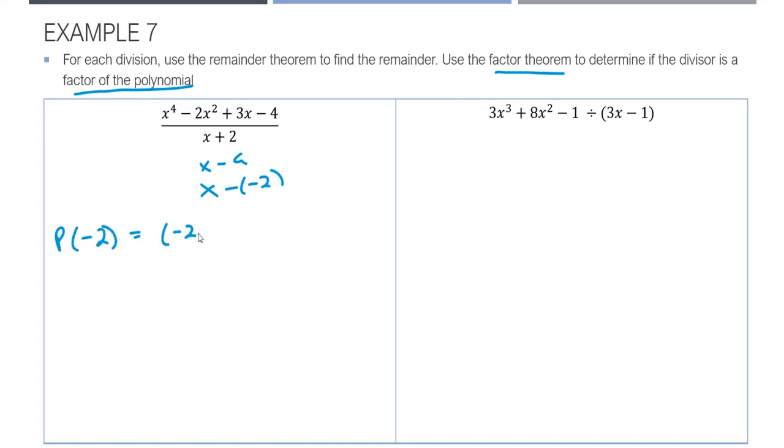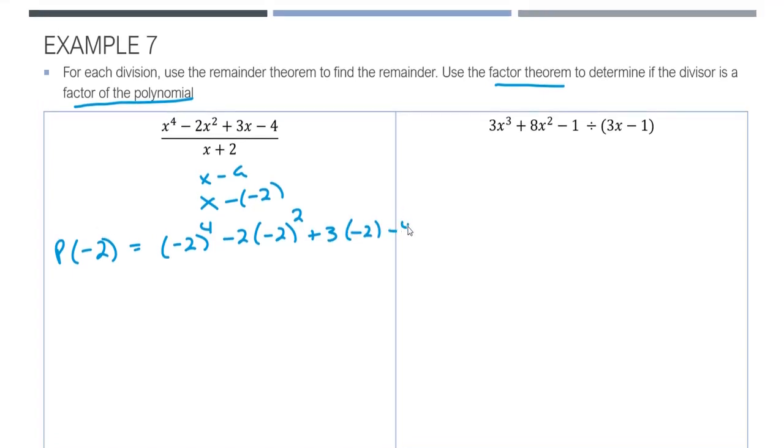So it's going to be negative 2 to the power of 4 minus 2 times negative 2 squared plus 3 times negative 2 minus 4. And you're going to use a calculator, and you'll find out that that's equal to negative 2. And that means our remainder is equal to negative 2. Okay, we answered the first part of the question. And we could put that into the form of negative 2 over x plus 2.